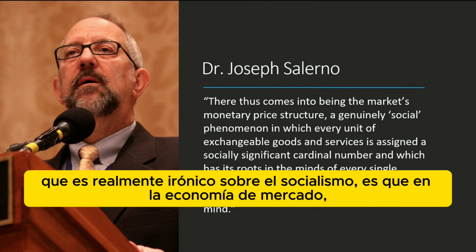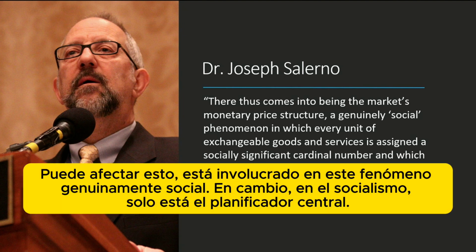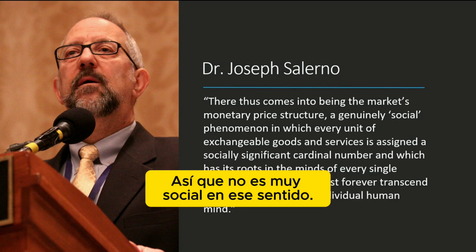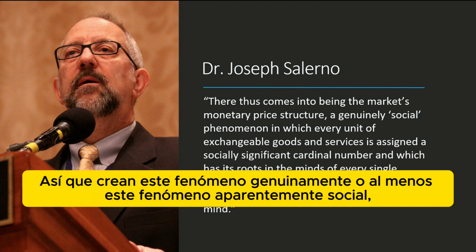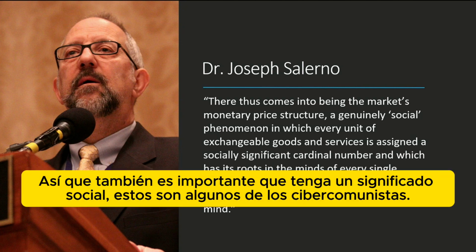That's really ironic about socialism, that in the market economy, every market participant has an input, can affect this, is involved in this genuinely social phenomenon. Under socialism, it's just the central planner. So it's not very social to that extent. So they create this genuinely social phenomenon, in which every unit of exchangeable goods and services is assigned a socially significant cardinal number. So that's also important, that it has social significance.